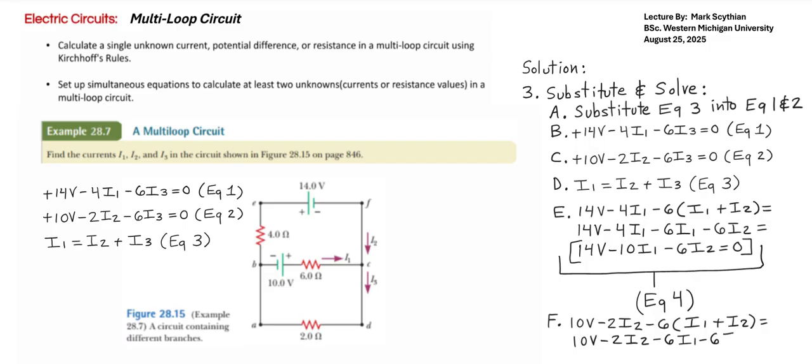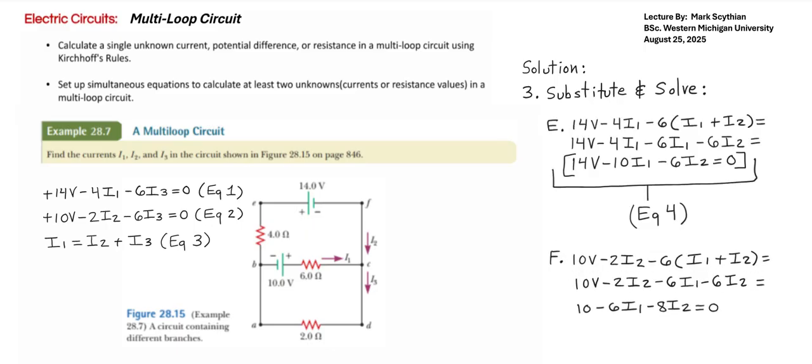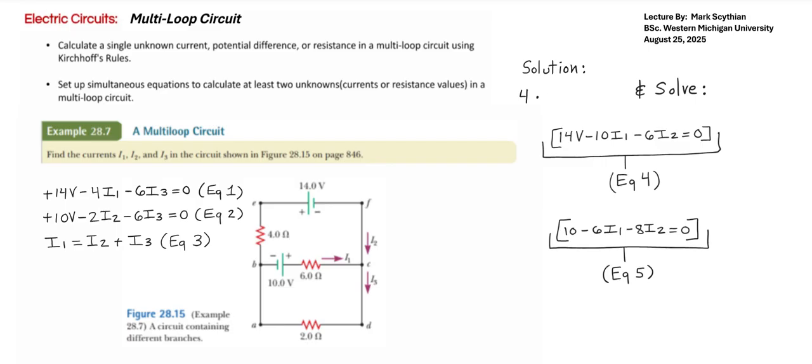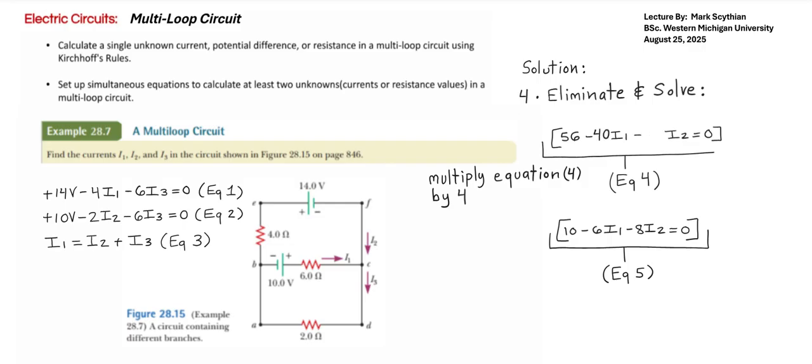And then we follow suit and write 10 volts minus 2 I2 minus 6 times the quantity I1 minus I2. And then we simplify that to 10 minus 6 I1 minus 8 I2 equal to 0. So we can pull off the V on the first equation. So we just have 14 minus 10 I1 minus 6 I2 equals 0. Just to simplify the equations, we can then multiply equation 4 by 4, and then equation 5 by 3.